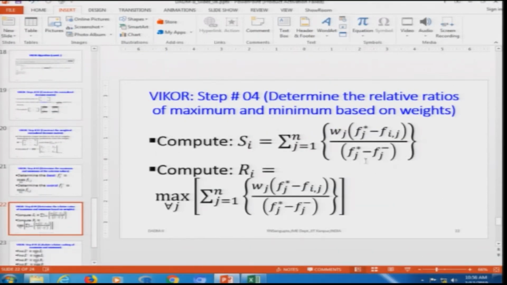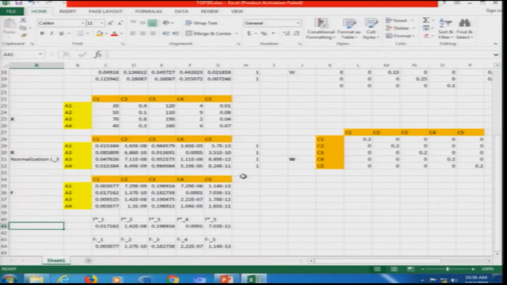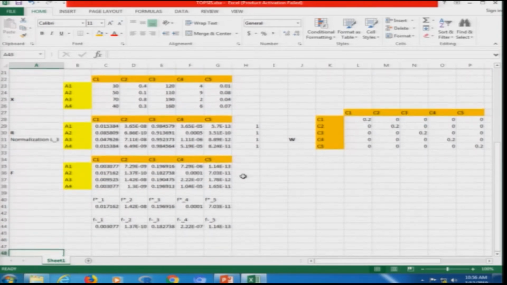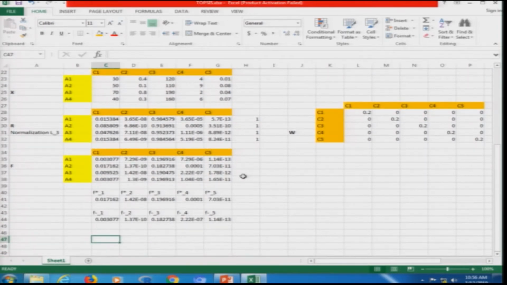So, let us consider the normalized denominator. So, the Fj star minus Fj minus. So, this is what I have. So, this would be F star comma 1 minus F minus. So, these are the values.